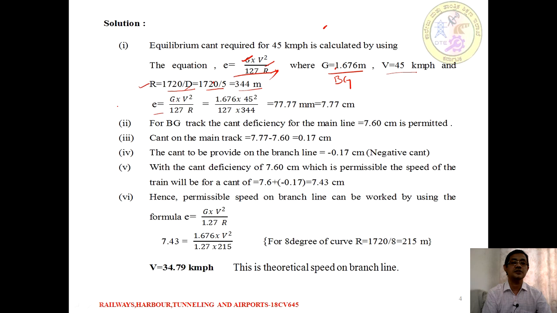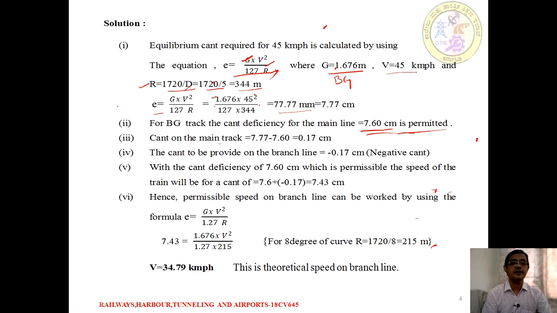So just substitute all the numerical values in the super elevation formula. So that is E is equal to GV square by 127 R. So try to substitute all the numerical values. So we are going to obtain the super elevation or the equilibrium cant as 77.77 mm or 7.77 centimeters. So for a BG track, the cant deficiency for the main line can be around 7.5 centimeter or 7.6 centimeters. We can use it, or it is going to be permitted. So in this case try to take the value of 7.6 centimeter as a cant deficiency.